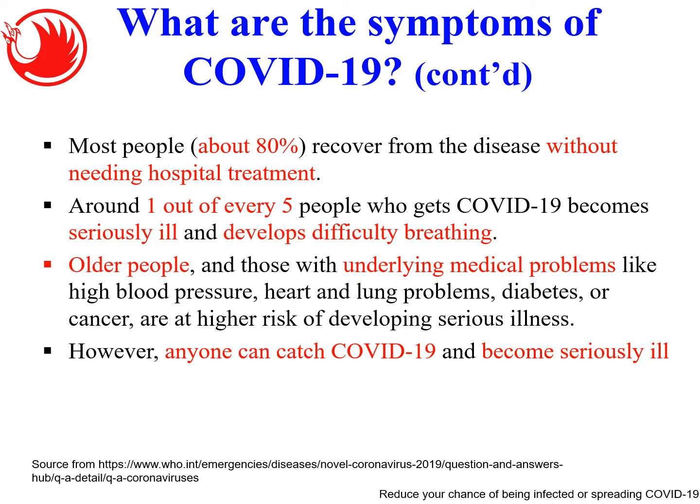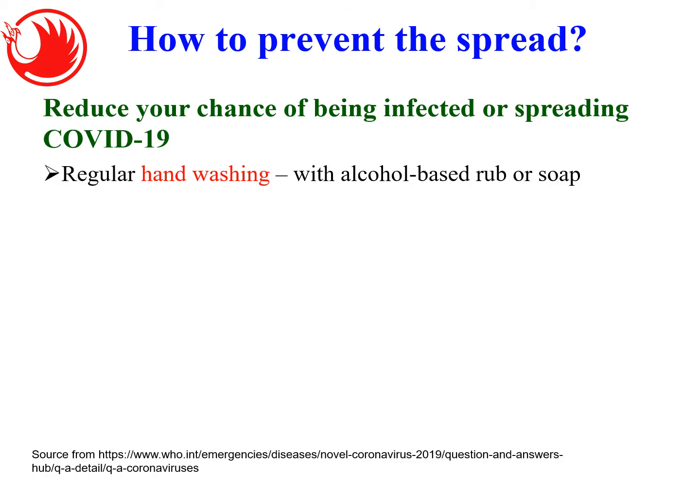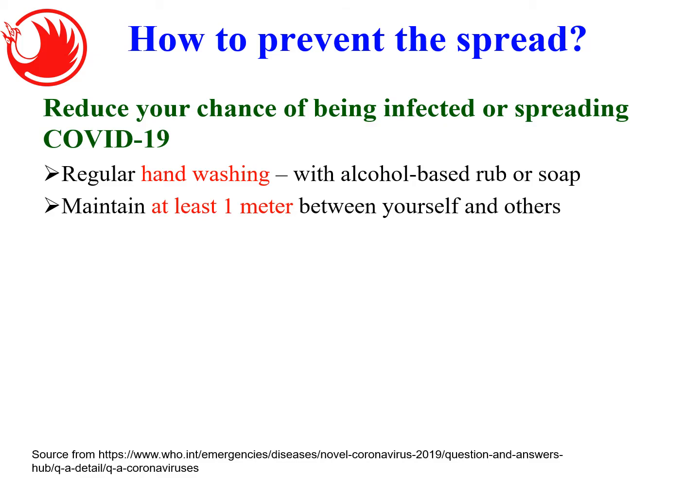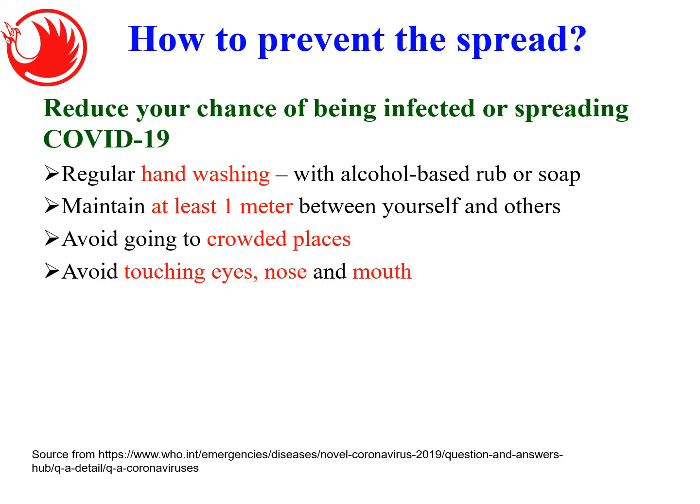So what we can do is prevent infection and spreading of COVID-19. Okay, I think this information a lot of people know. Regular hand wash with alcohol-based rub or soap. That's why all the alcohol-based rub was snapped up in the earlier phase of COVID-19. Maintain at least 1 meter between yourself and others. I think in many countries, in Singapore, this is still the rule. Avoid going to crowded places. I think we try to stay at home. Don't go out unnecessarily. Okay, so this is the advice.